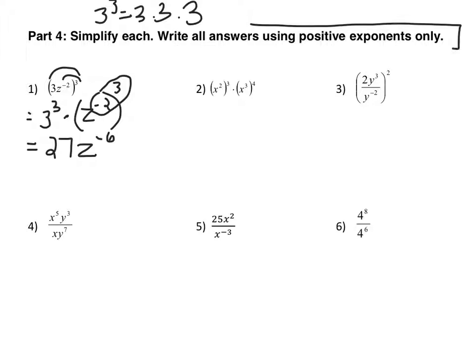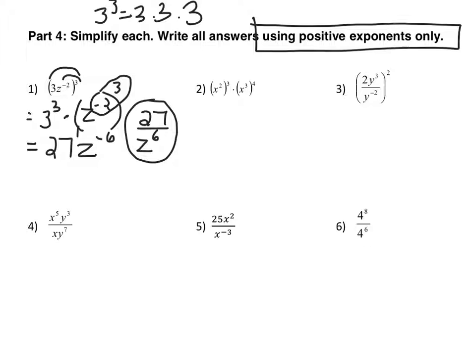You were asked to write your answers using positive exponents only. So your final answer is 27 in the top, because 27 is raised to the first power. It's got a positive exponent, so it could stay right where it is. To make z to the negative 6 positive 6, you need to bring it down below. Z to the 6 comes down below.